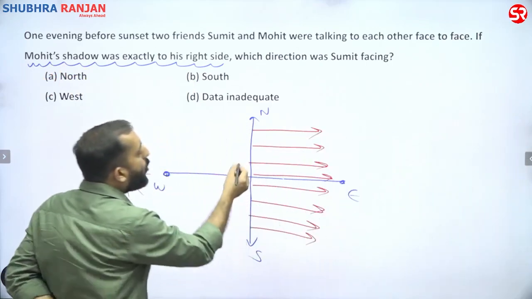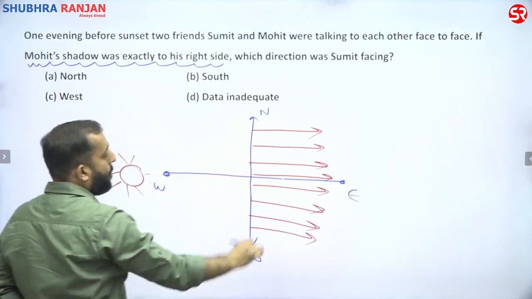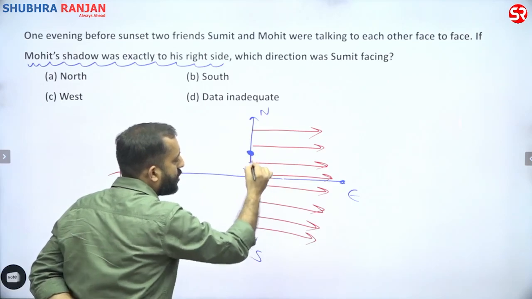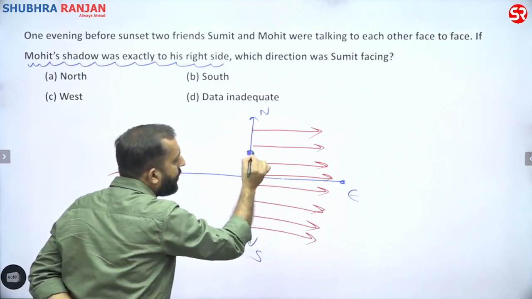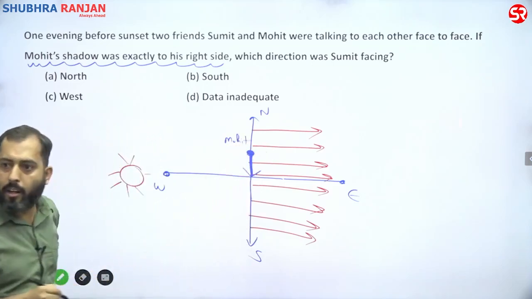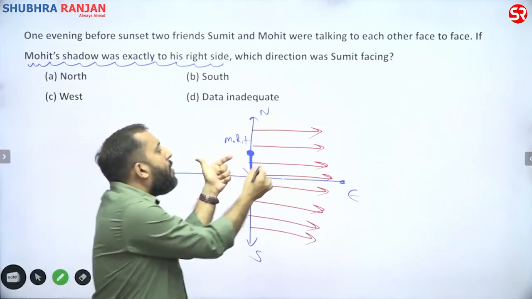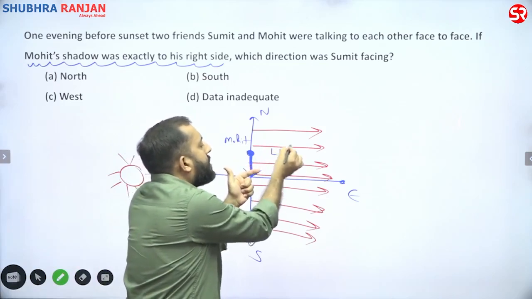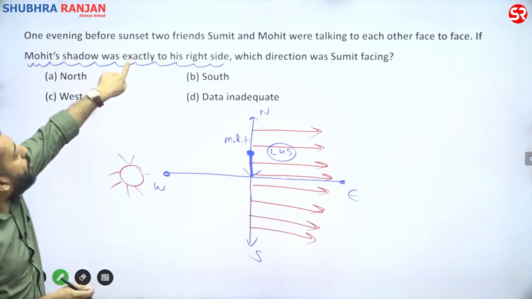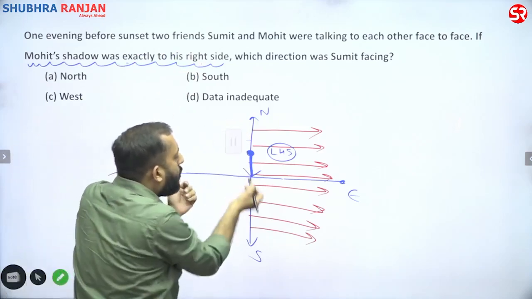Suppose Mohit is standing here, facing the south direction. Assume that his shadow will fall towards his left hand side, isn't it? But over here, the shadow is falling towards his right. So it means Mohit is not facing south.